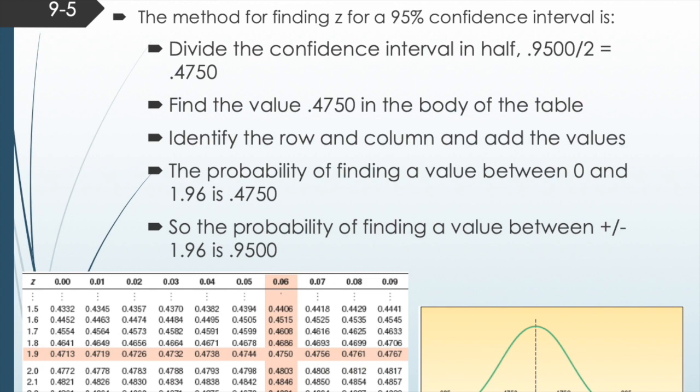So here's that area though, 0.475. So we go over and we see a value of 1.9. We go up and we see 0.06. And so our z-score here is 1.96. And this will always be the case.